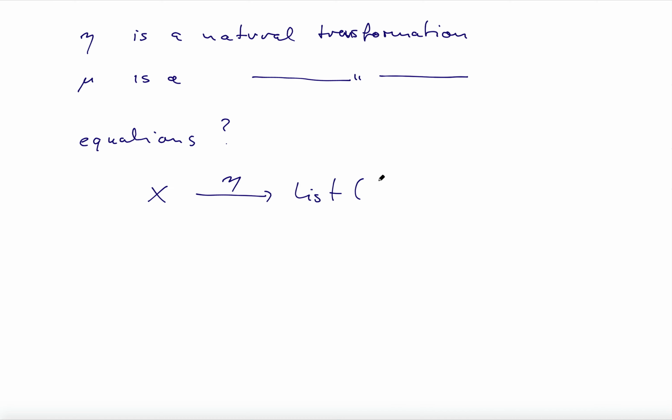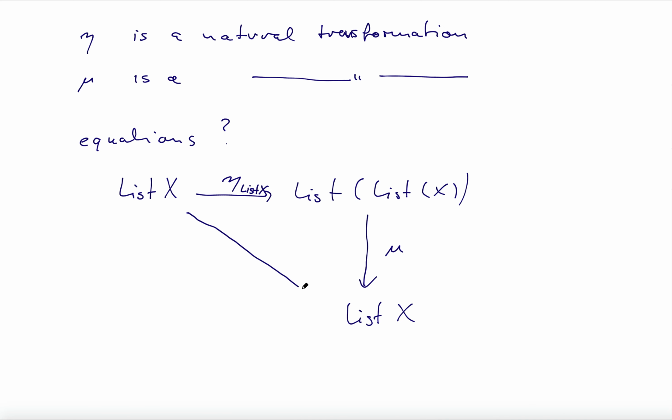So we plug in for x list of x. I should use a different letter than x then, but I think you know what I mean, right? So we take eta for an object which is itself lists over x, and then we can flatten this list using mu and get a list again. And then the equation is that mu x after eta list of x is the identity.